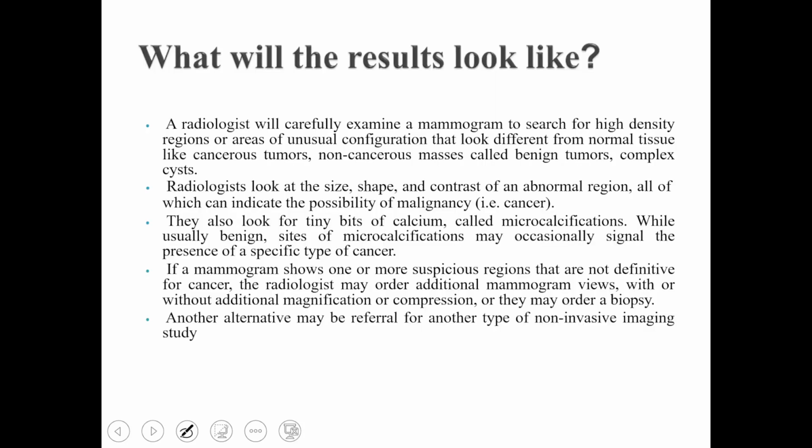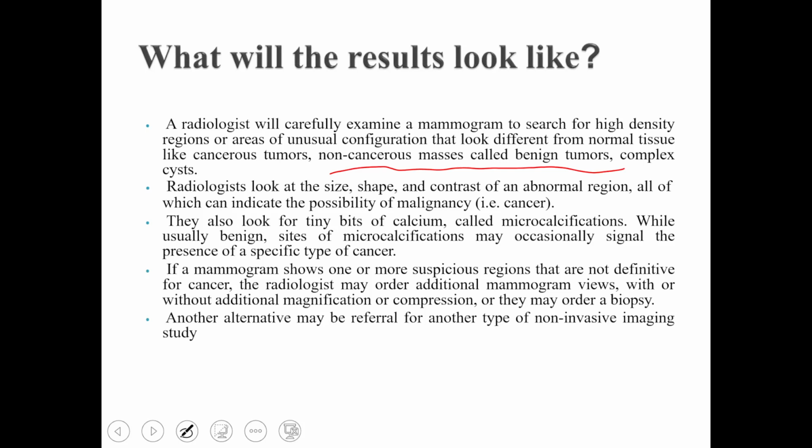So what will the result look like? A radiologist will carefully examine a mammograph to search for highly dense regions or areas of unusual configuration that look different from the normal tissues. Normal tissue appears in one color, but when there is some cancer tissue or cells, maybe in the lymph nodes, some dark color or light gray color will appear, and the color will change. Like a cancerous tumor, or a non-cancerous mass called a benign tumor, which will appear in the mammograph.